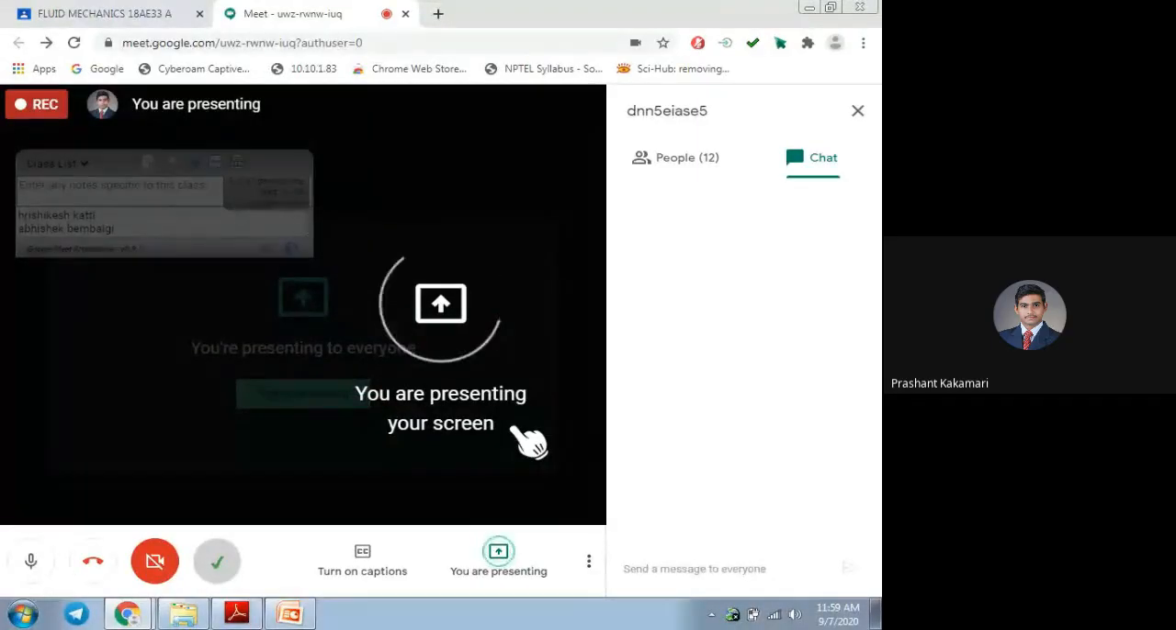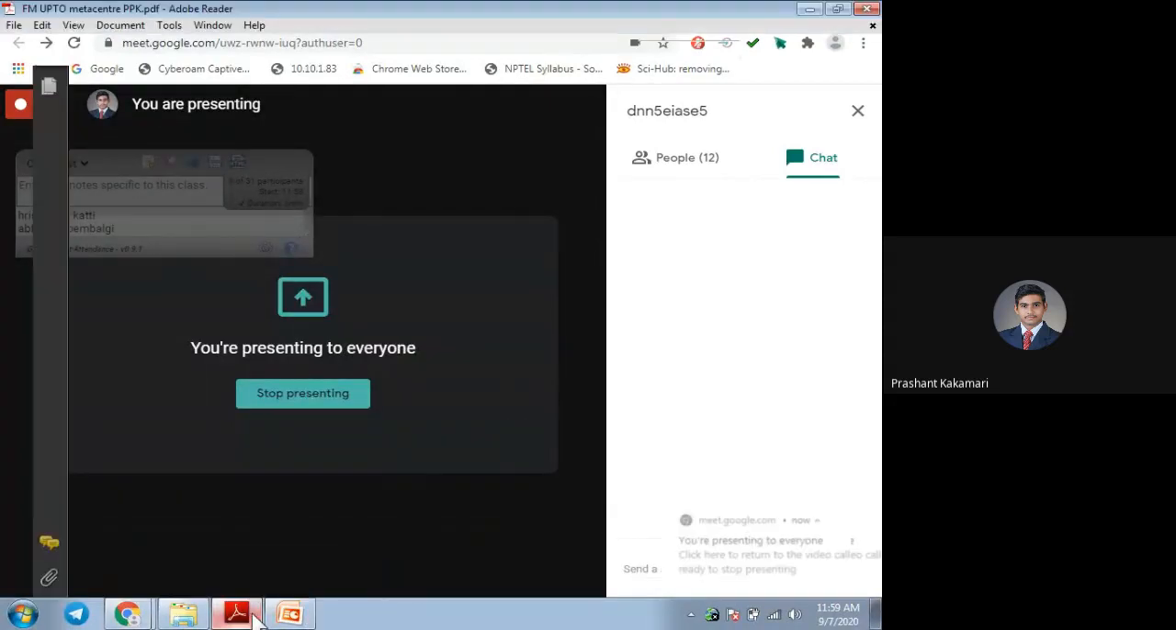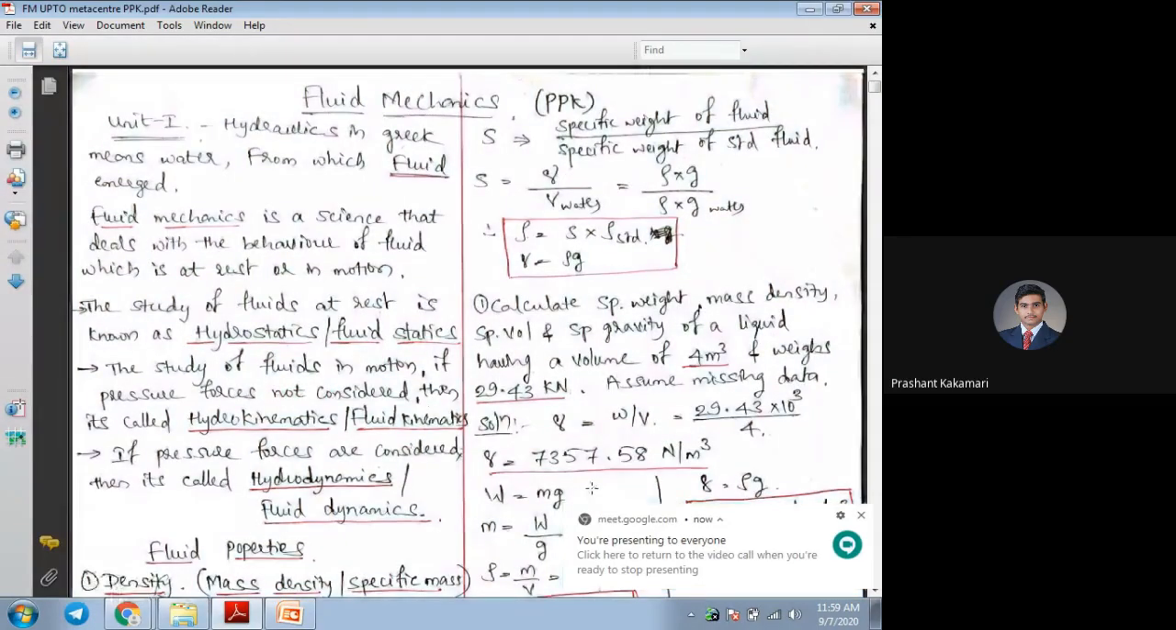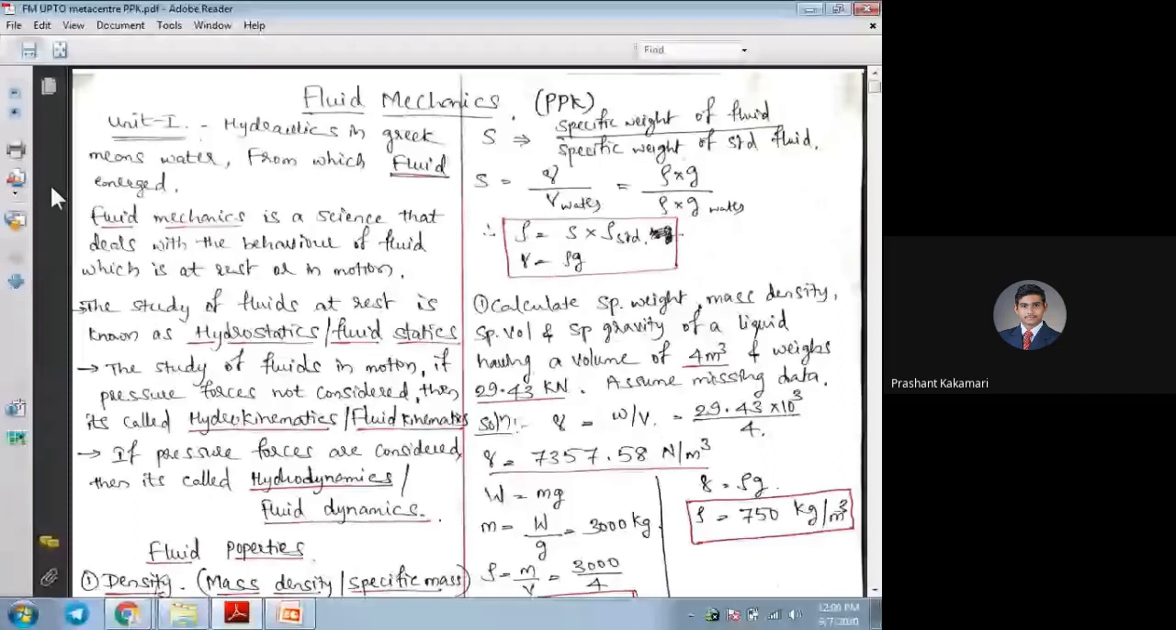So coming to the first chapter, I'll just start with the slide here. All of you are able to see the screen? Yes, sir. Okay. So for your reference, I have also shared the handwritten notes in the Google Classroom with the first module notes, so that one can refer to these notes whenever required.